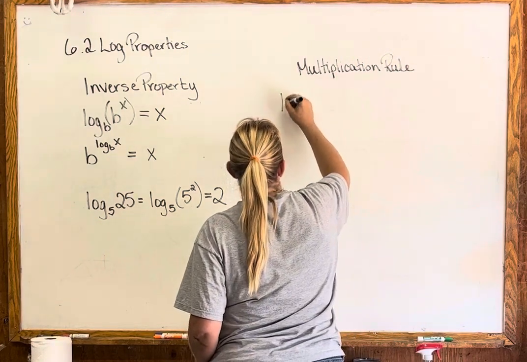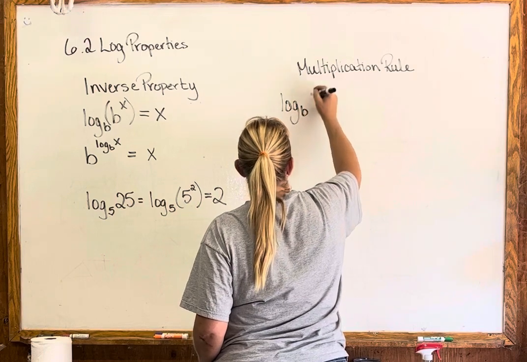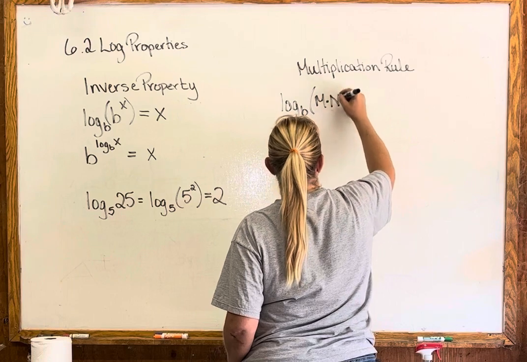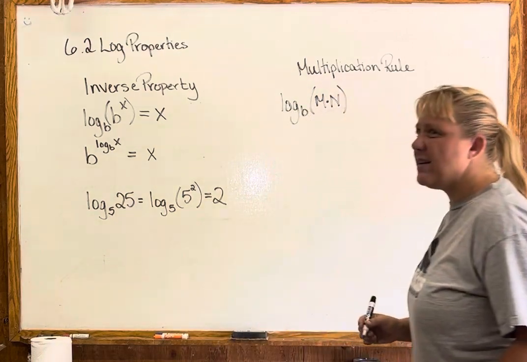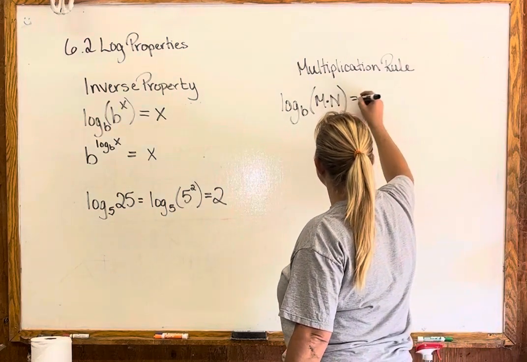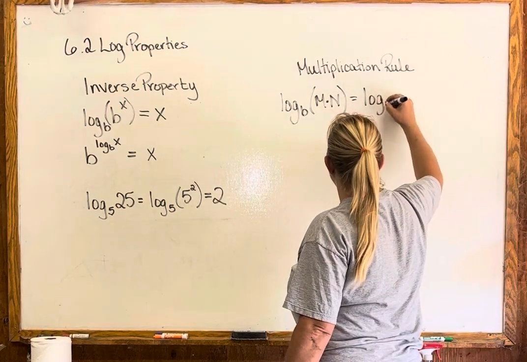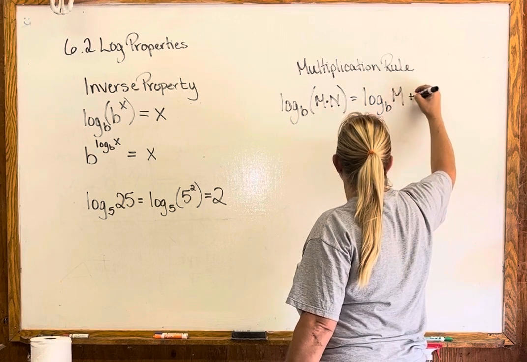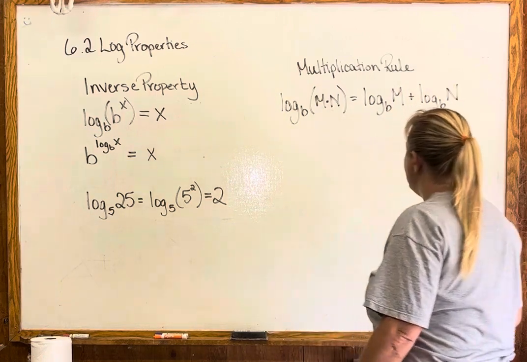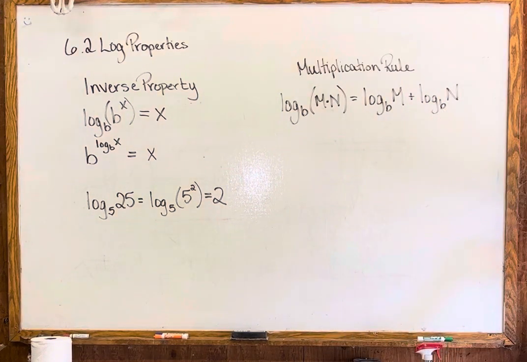And it looks like this. If you've got log base b of m times n, so you have two things in the log multiplied together. So we're getting a bit bigger and uglier here. This is the same thing as log base b of m plus log base b of n. So it says it's the multiplication rule, but it actually goes with addition. So multiplication and addition, when it comes to logs, they are tied to each other.